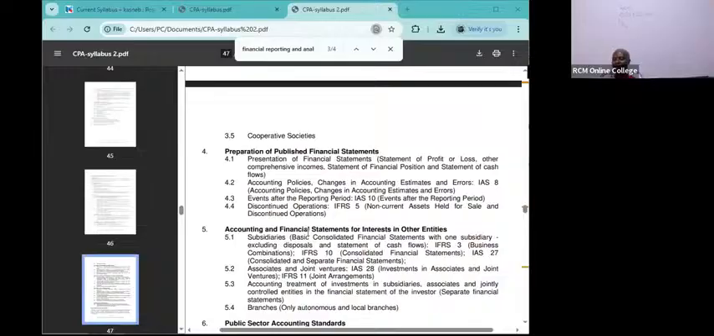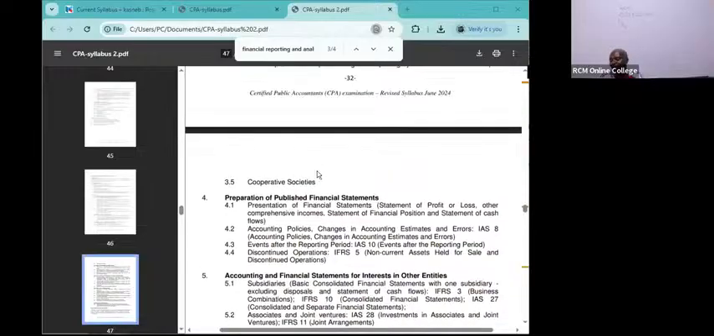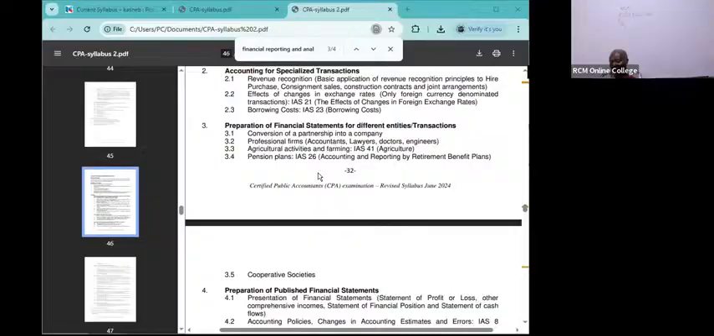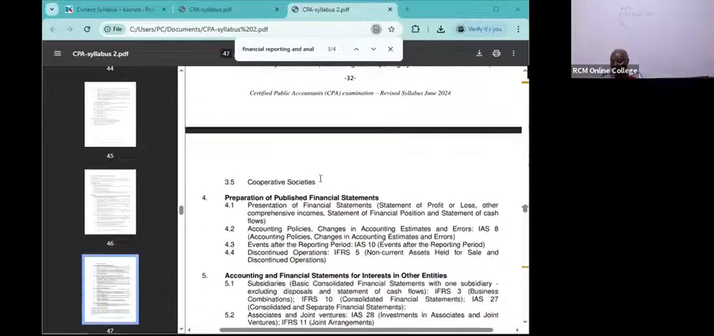From there, then we have, in this case here, cooperative societies, these circles. Yeah, we make very good accounts for them. We'll be able to explain.